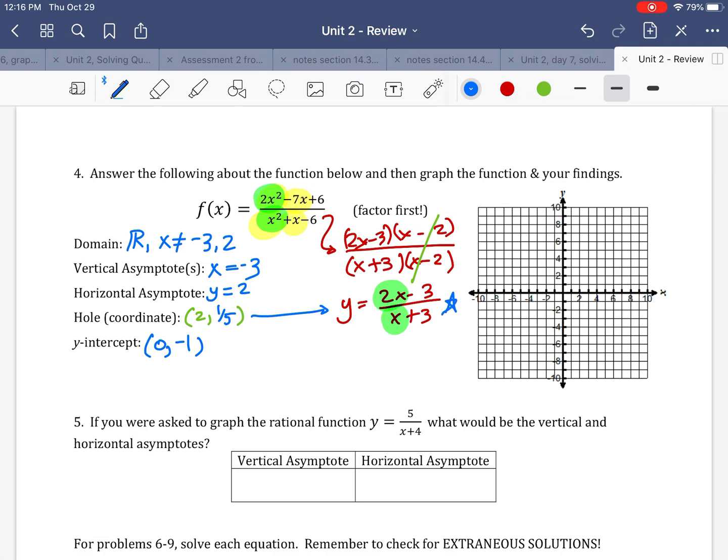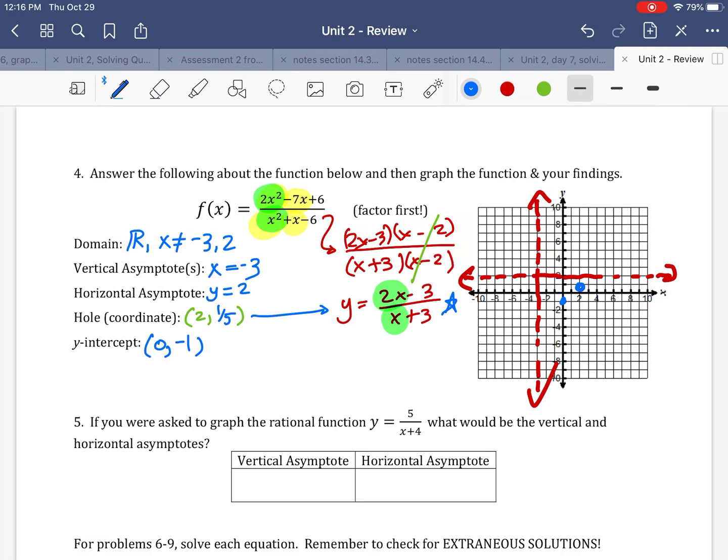All right, so let's mark this up. Let's see, vertical asymptote. I want to be at negative 3. All right, horizontal asymptote at 2. All right, and now the y-intercept at 0, negative 1. There's a hole at 2 and then 1/5, so right about in there.